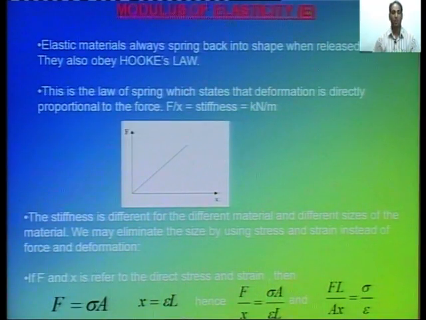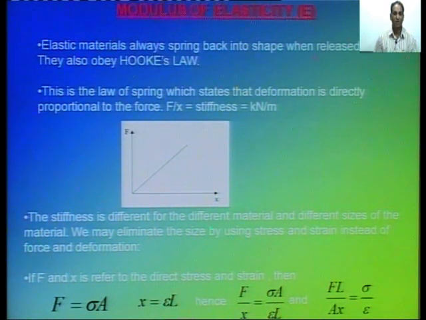We use the terms stress and strain instead of force and deformation. F and X are referred to as direct stress and strain. Here F is the direct stress and X is the deformation, so we call it strain. Then the force is equal to stress into area, so stress is equal to force over area.